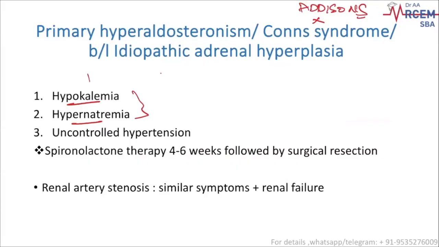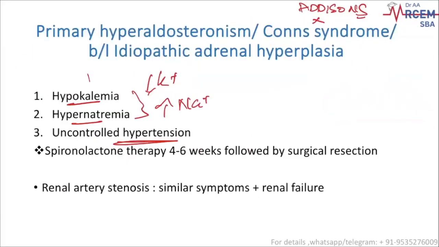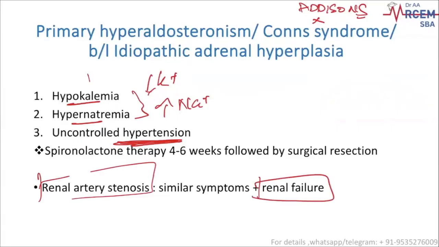So hypokalemia, low potassium values, and high sodium values, along with uncontrolled hypertension. Here it was hypotension, here it is hypertension. The same thing can be seen in renal artery stenosis, but renal failure will be there along with it. So it is easy to pick it up.